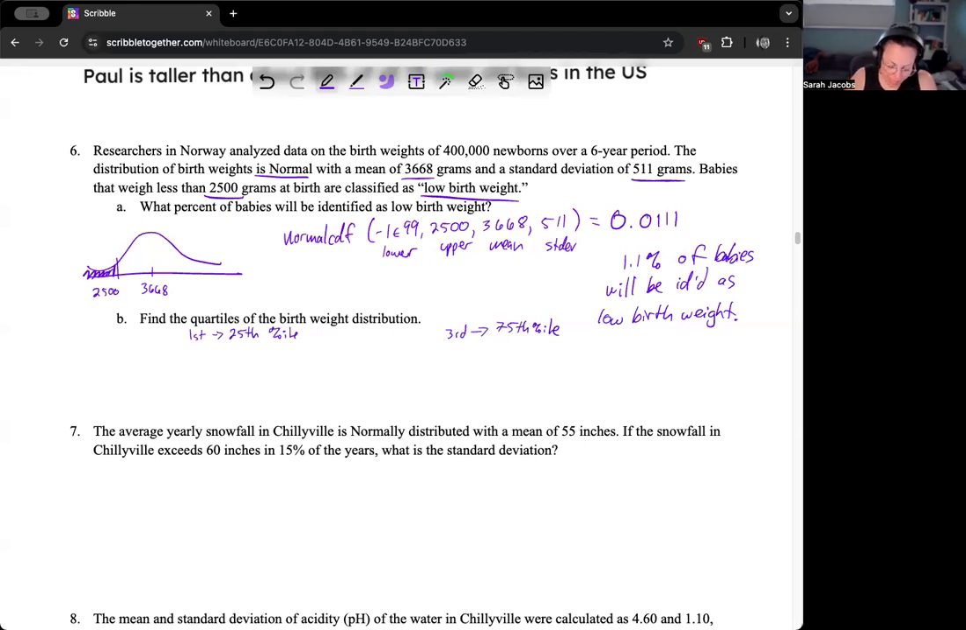So since we have the percentile and we want a value, we're going to use inverse norm in both cases. Here we're going to use inverse norm. Our area is going to be 0.25. The mean is 3,668 and the standard deviation is 511. Area, mean, and standard deviation. I'm going to do the same thing here, except now we want 75% to be below. But the mean and the standard deviation are going to remain the same.